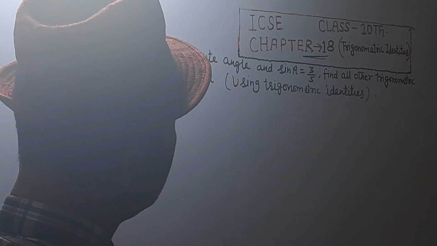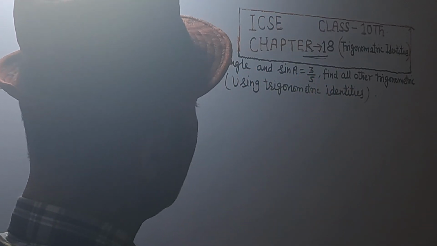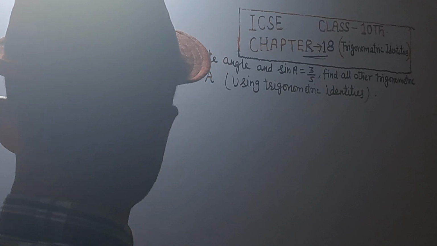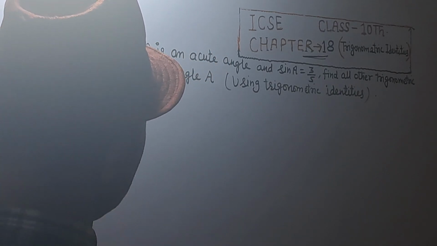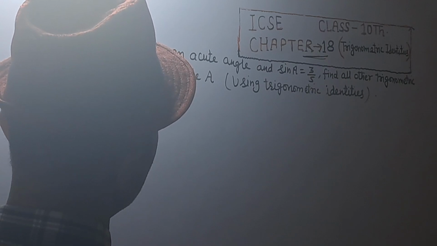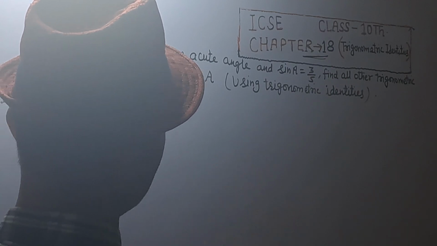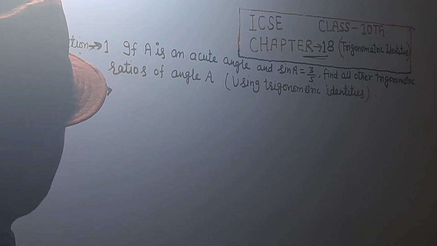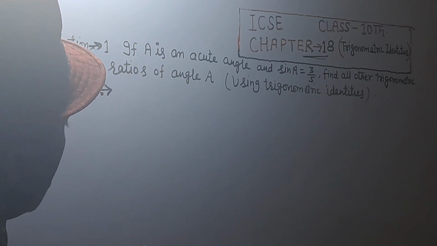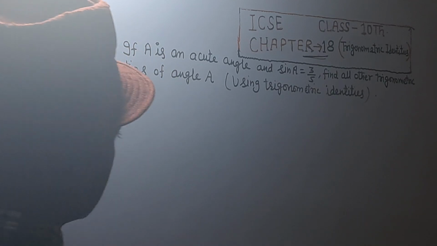Chapter number 18, Trigonometric Identities. Question number first: if A is an acute angle and sin A is equal to 3/5, find all other trigonometric ratios of angle A using trigonometric identities.